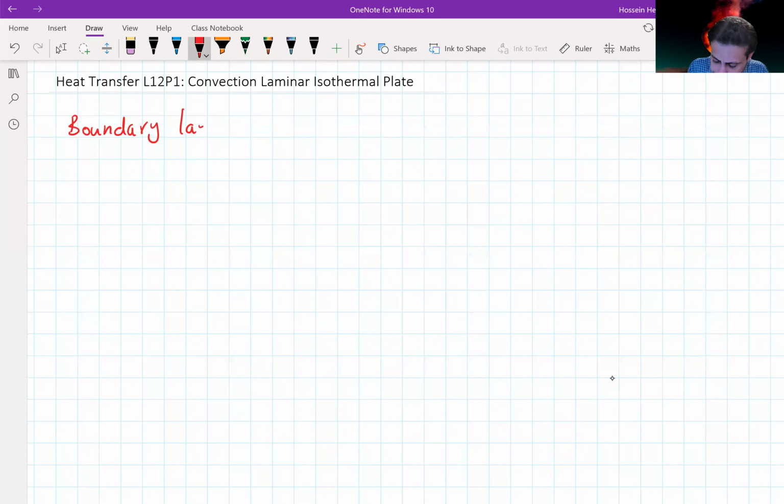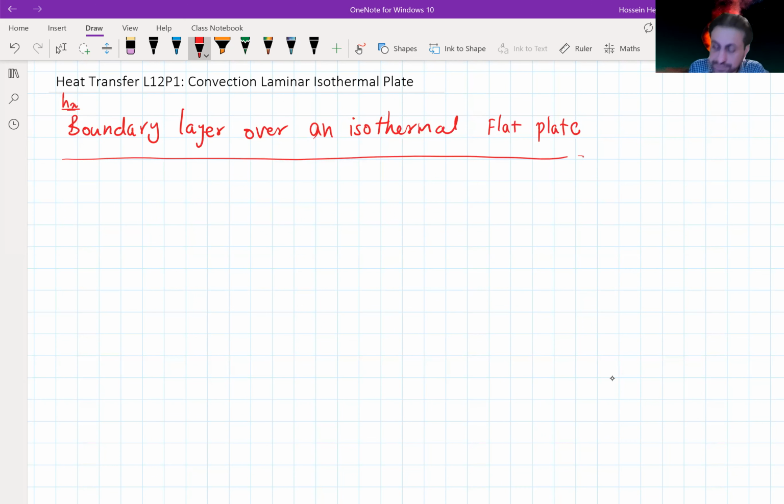The first one is the boundary layer over an isothermal flat plate. h of x, the convective heat transfer coefficient in the boundary layer over an isothermal flat plate.